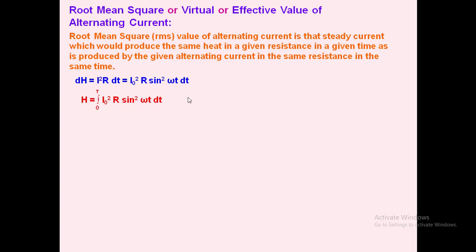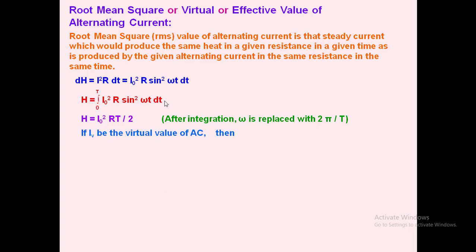Now if you want to find the total heat produced in the complete cycle, then H equal to integral 0 to T of I naught square R sine square omega t dt. Now I naught square and R are constant, so remove them from the integral. You have the expression H equal to I naught square RT by 2. That means integral 0 to T of sine square omega t dt is nothing but T by 2. After integration, omega is replaced by 2 pi by T, and if you substitute the limits capital T and 0, you will have this expression.